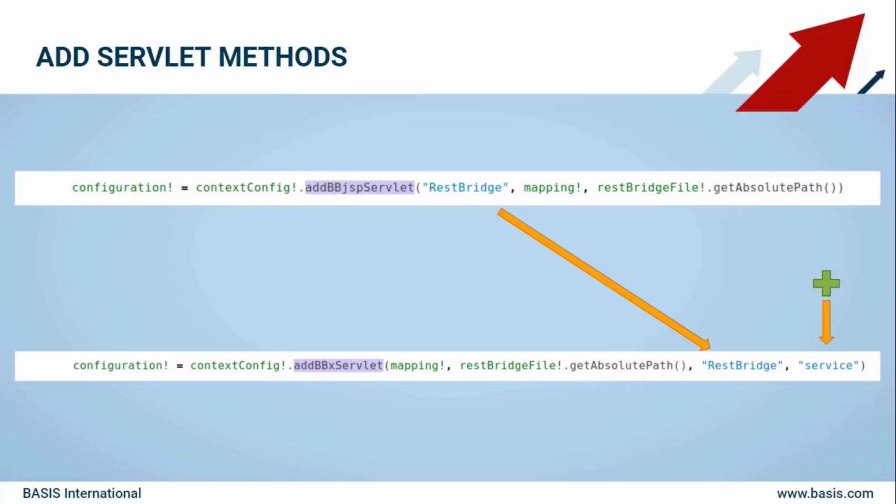Additionally, if your add BBjspServlet method includes the path to the config file, you must be sure to add the method name between the class name and the config file. Clearly, this process could be optimized.